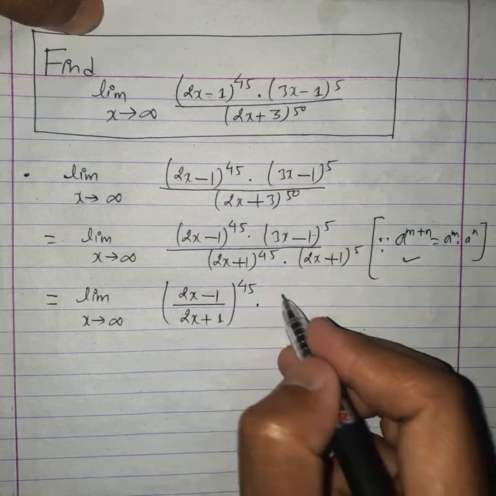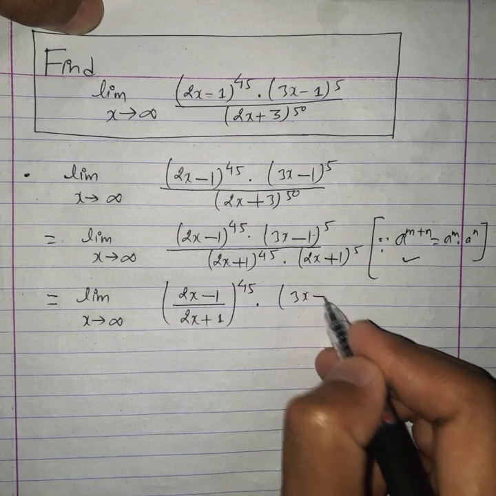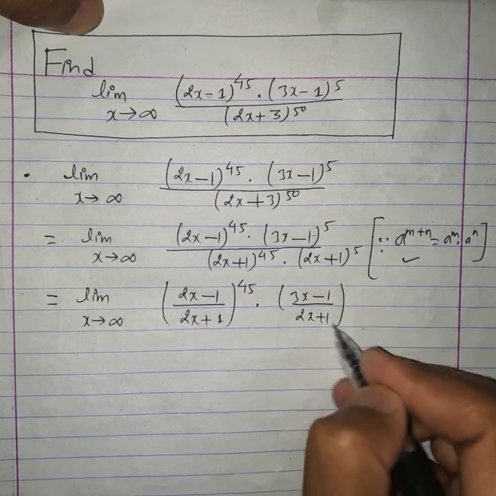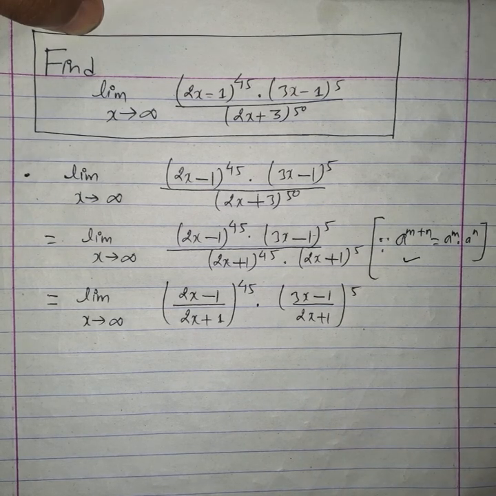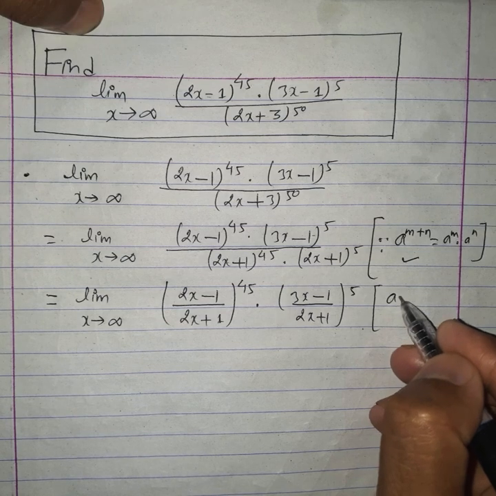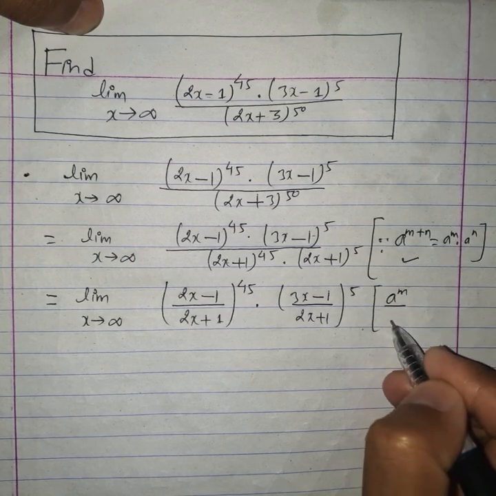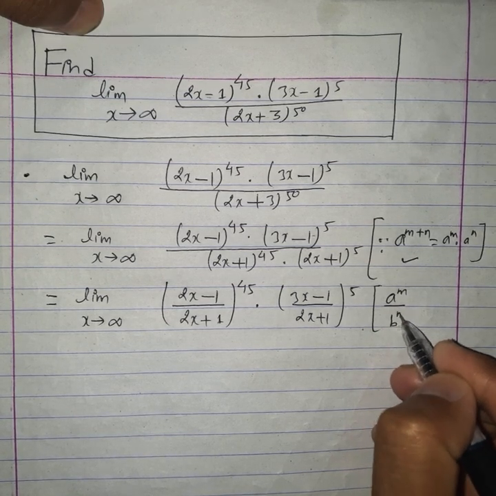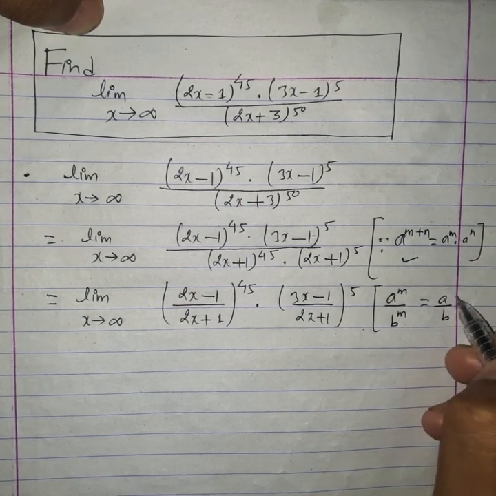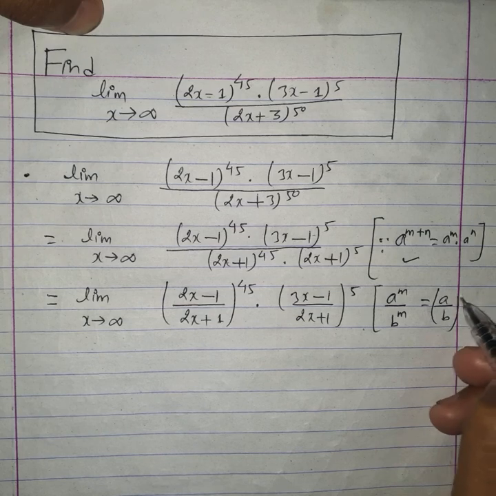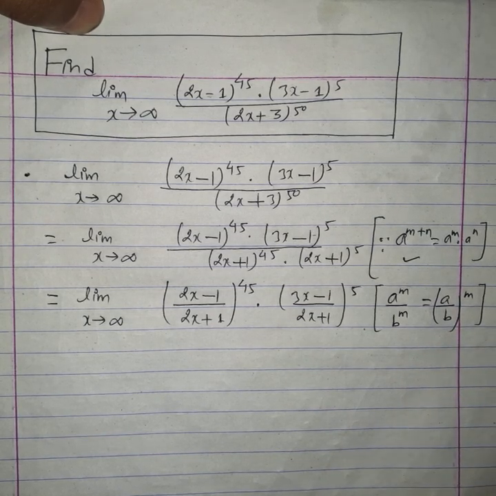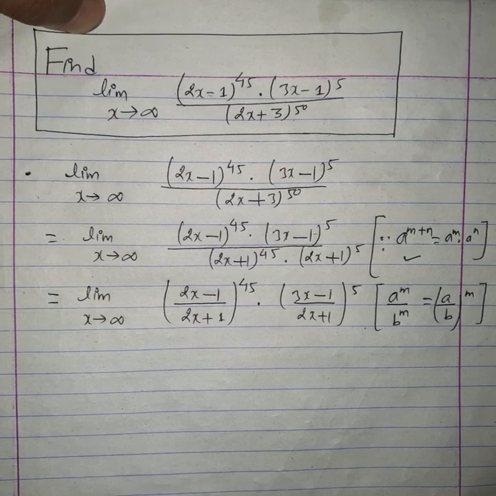Similarly, on the next expression, this can be written as (3x minus 1 over 2x plus 1) all raised to the power of 5. Here we just apply the formula: a raised to the power of m over b raised to the same power m is the same as (a over b) all raised to the power of m. Here we just use this concept of the exponents.